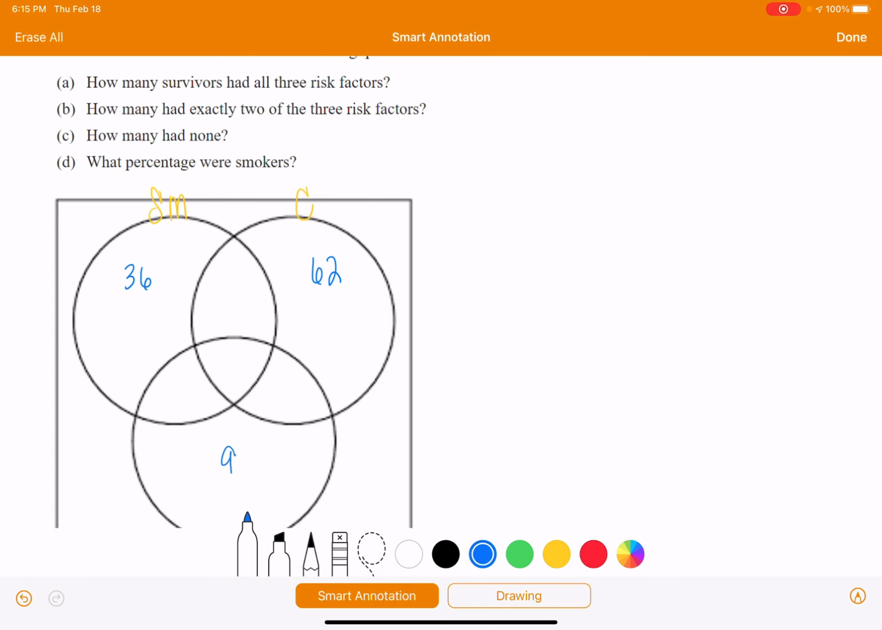We have 159 with high blood pressure and cholesterol, but no smoking. So high blood pressure and cholesterol, but no smoking, that goes here. And then we have 23 with high cholesterol and smoking, but not high blood pressure. So that's cholesterol and smoking only, not blood pressure.